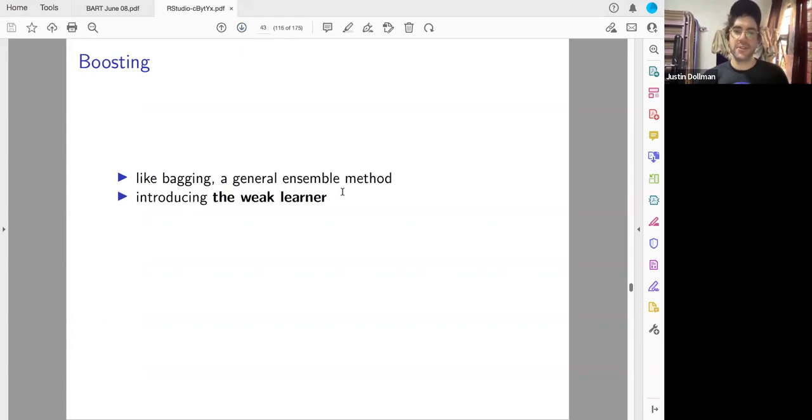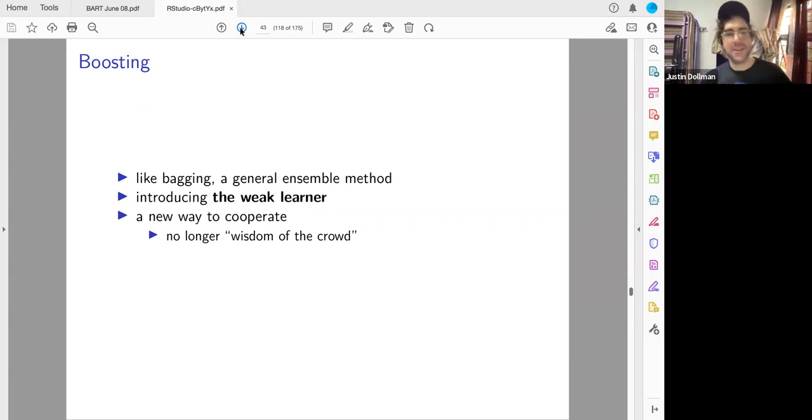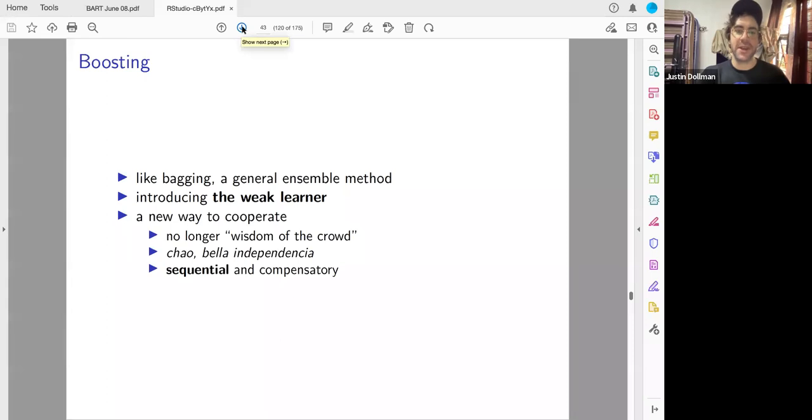But we're going to introduce something called the weak learner. Before we were fitting trees that could be as complex as we wanted. Here we're not. That's going to be a key aspect of boosting. And it's going to be a fundamentally new way for the sub-models to cooperate and interact. So before it was very much a wisdom of the crowd type of thing, where we had hopefully as independent as possible models contributing to the overall output. So we're not getting that independence anymore. That's what we're getting rid of. Now we're having these sequential models, and they're compensatory, is how I would put it. And I'll try to come back to that phrase, but that's what's going to happen.